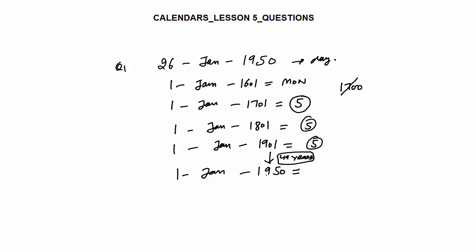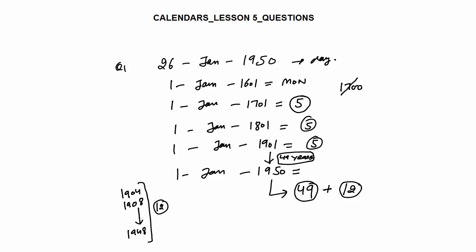So 49 years means how many odd days? Straight away we have 49 odd days plus extra odd days for 29th of February, that means for leap years. So how many leap years come in between? In between, leap years come 1904, 1908 and till 1948. So there are 12 leap years, from 4 to 48. Or you can say 12 times the 29th February will come. So 12 extra odd days till this point.